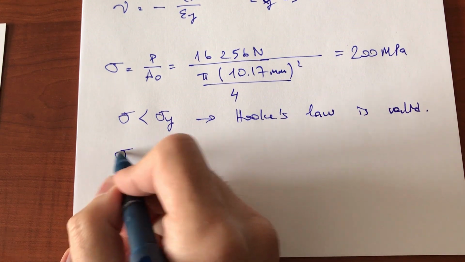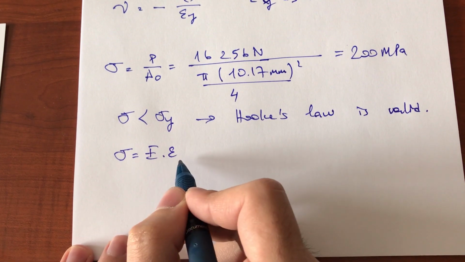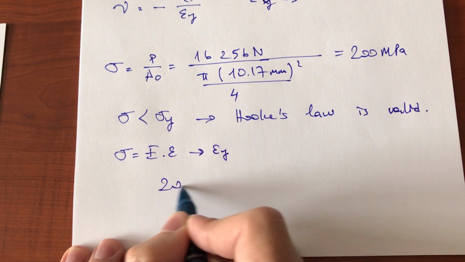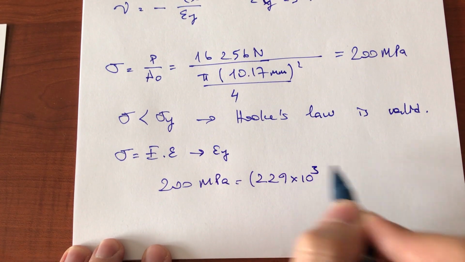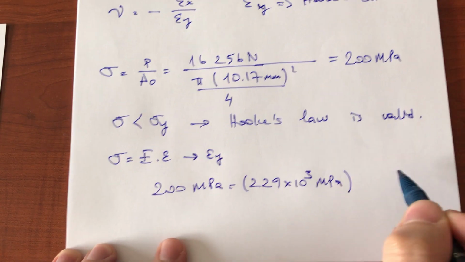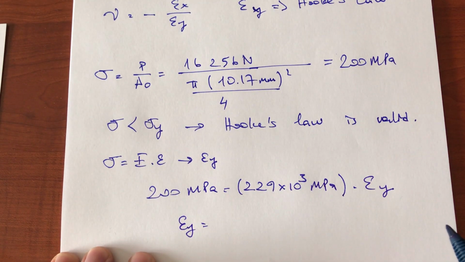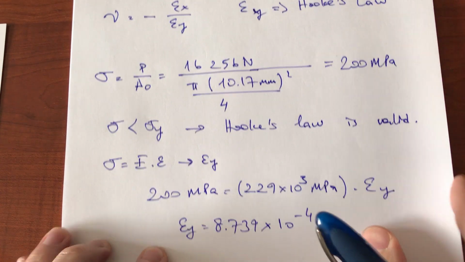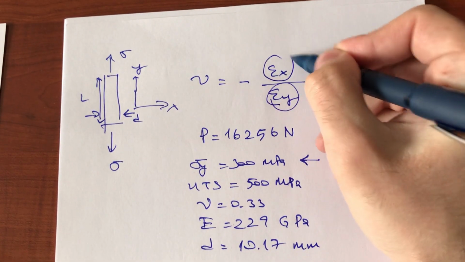If Hooke's law is valid, then we can write stress is equal to elastic modulus times strain, and this strain is going to be strain in the y direction. 200 megapascals, converting the modulus to megapascals, times epsilon y. If you do the calculation, epsilon y is 8.739 times 10 to the power minus 4. Now we know this, then we can calculate epsilon x and we can calculate the change in diameter.